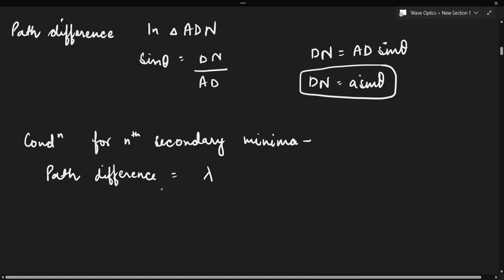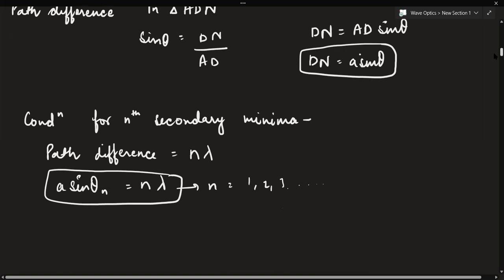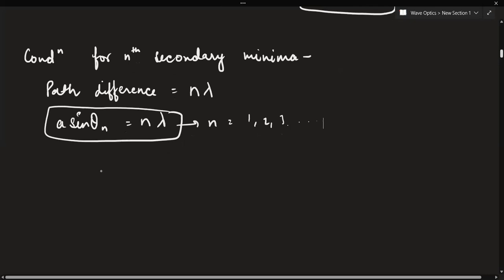But see, if we have various types of fringes, first, second, third, till nth, so for each path difference, it would get multiplied. So this will be equal to n lambda. And we have also calculated path difference equal to a sine theta. So for some nth theta, this will be equal to a sine theta n. This is equal to n lambda. Now see n over here, n is equal to 1, 2, 3, and so on, because various kinds of minima can be obtained. So 1, 2, 3, it can be any.